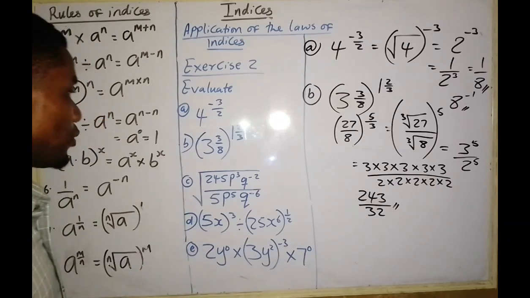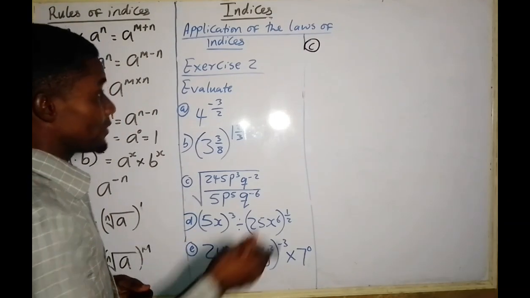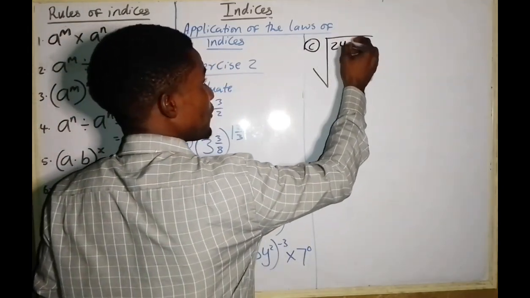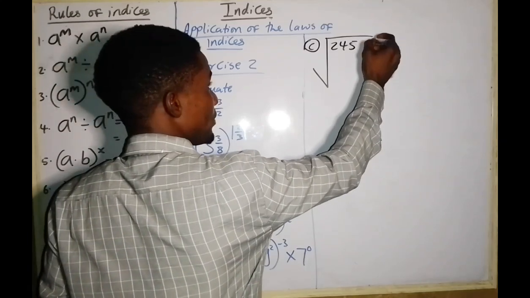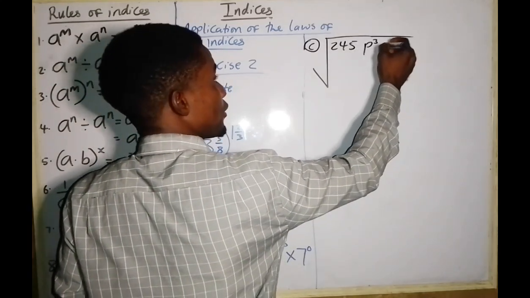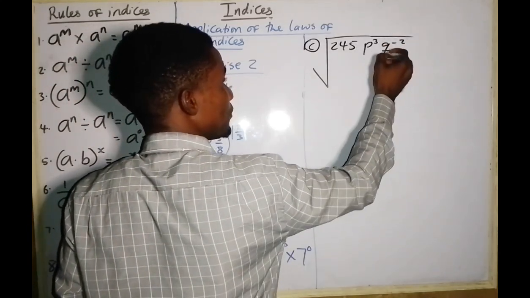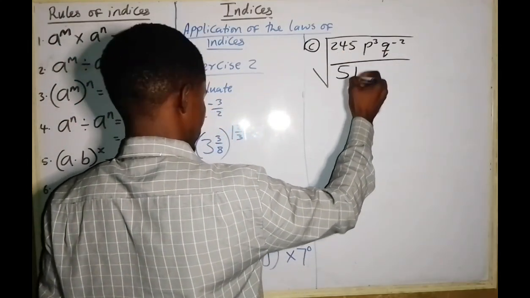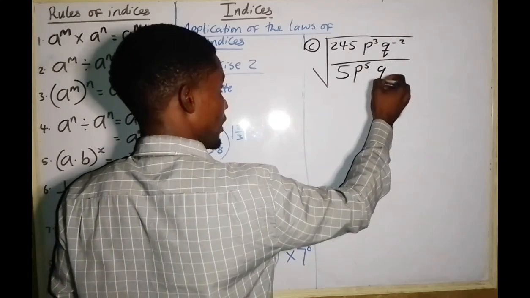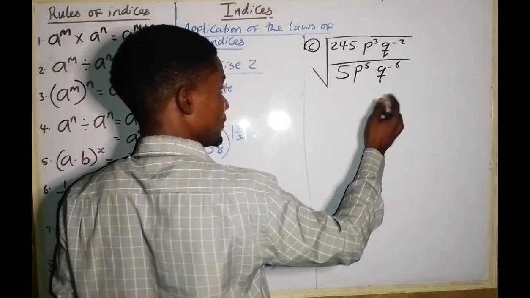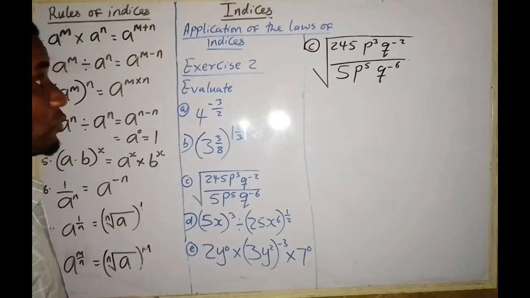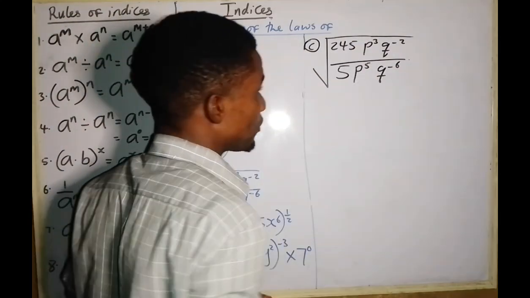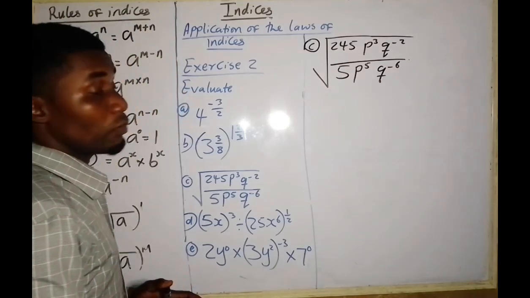Now let's move to the third question. Question 3 says we should evaluate the square root of 245 q raised to the power of 3 q raised to the power of minus 2, divided by 5 q raised to the power of 5 and q raised to the power of minus 6. So we are asked to evaluate this. Don't forget this square root is applicable to all the values in the square root.